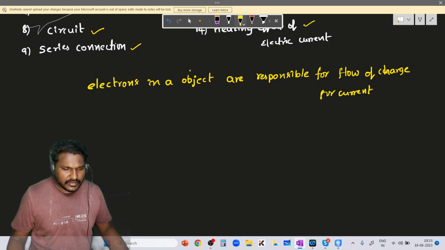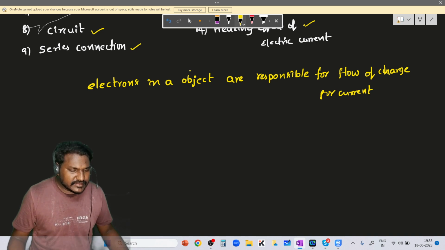So current is easily passed in a steel body, because steel bodies are made up of iron or other metals, and metals have free electrons. Can you tell me any examples of metals?